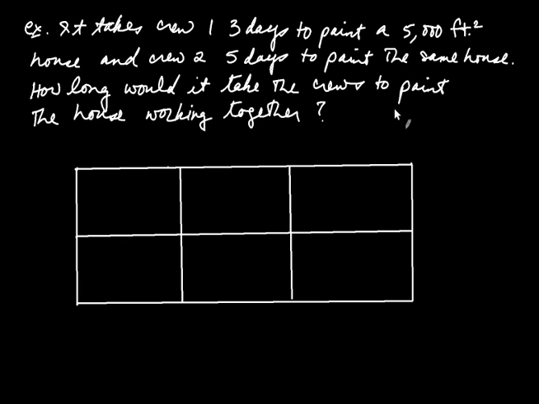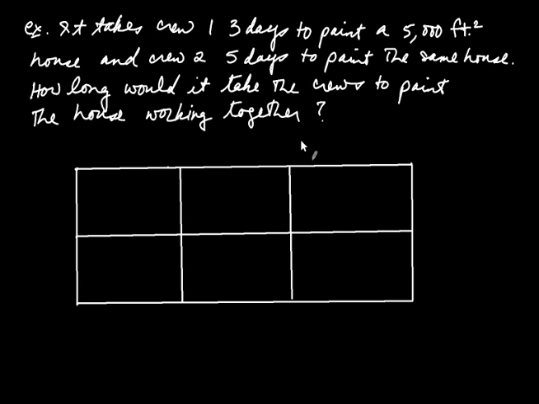Okay, so we have 2 crews. Crew 1 takes 3 days to paint a 5,000 square foot house, and it takes crew 2 5 days to paint the same house. How long would it take the crews to paint the house working together? Okay, this is just like Stevie and Carol, right?